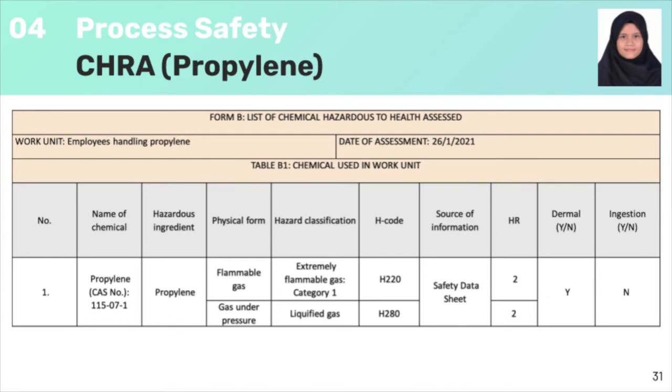CHRA, also called Chemical Hazard Risk Assessment. We are focusing on our feed and main products, which are propylene and acrylic acid. After our assessment, this is the result of our CHRA. We are referring to the safety data sheet and also the CHRA textbook.